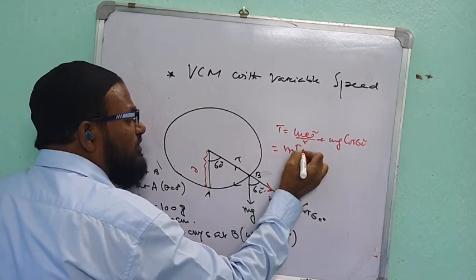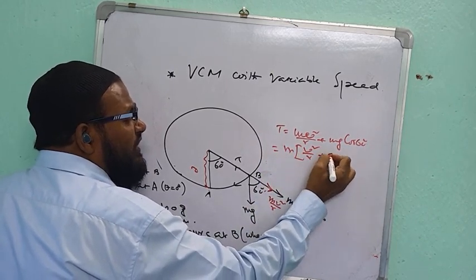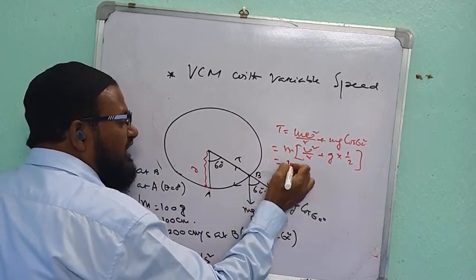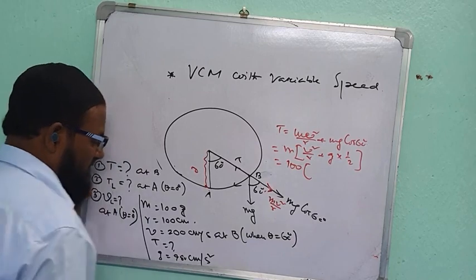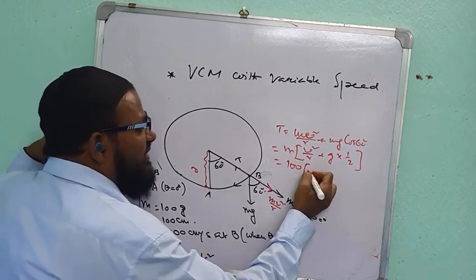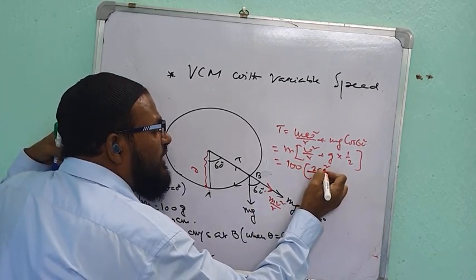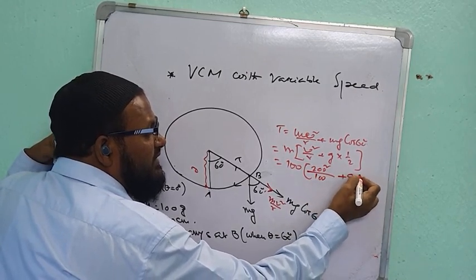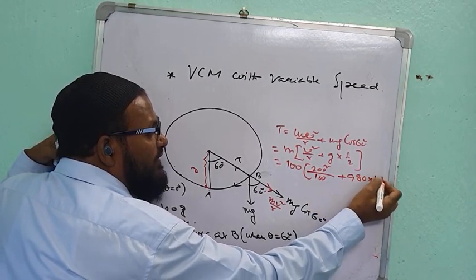Take m common. This is v squared by r. What is this? g. What is m? m equal to 100 gram. v equal to 200. What is r? r equal to 100. What is g? 980 into 1 by 2.